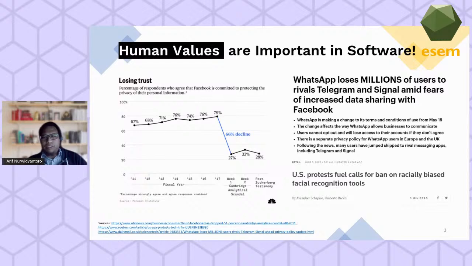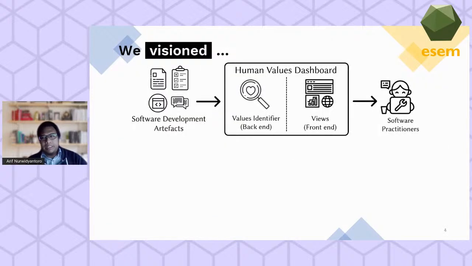Another example was demonstrated by several protests against racially biased facial recognition tools that increased the concern of discrimination against minorities. To avoid this and to support the integration of human values in software development, previous studies have proposed several approaches. However, these approaches are mostly not equipped with any tool to support software development. To bridge this gap, we envision a tool called a human value dashboard that consists of two components, namely a backend and a front end.